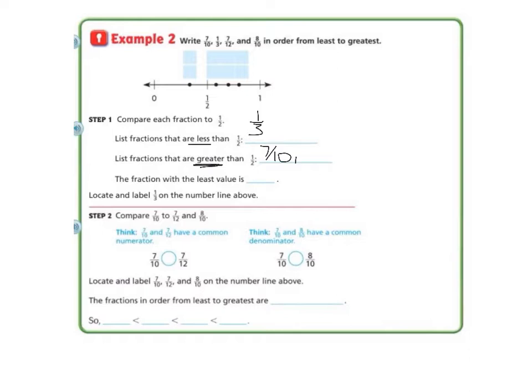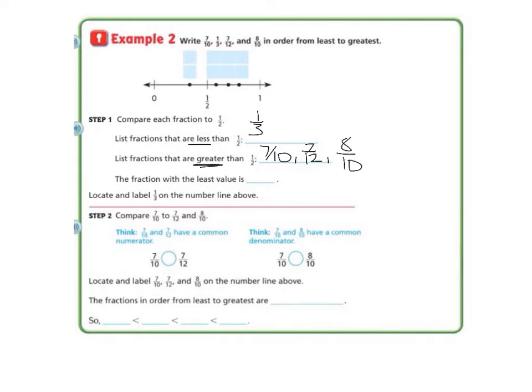Okay, our next one is 7/12. Half of 12 is 6. So 7 is more than 6. So 7/12 is more than half. Okay, here's our last fraction, 8/10. 8/10, well, half of 10 is 5, and 8 is more than that. So we know that it's more than half. So 8/10 is going to go here.